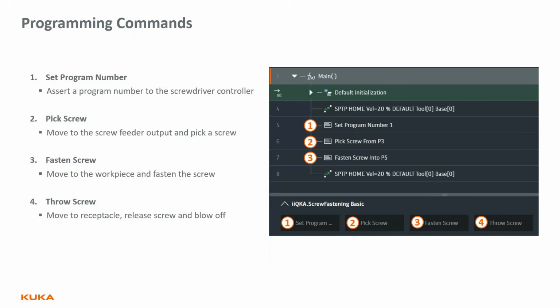The software package provides 4 specialized commands for the screw fastening process. These commands are set program number, pick screw, fasten screw, and throw screw. Each command has one or more parameters that must be set for the program to function. Let's review those parameters now.